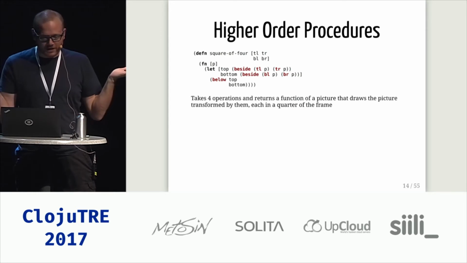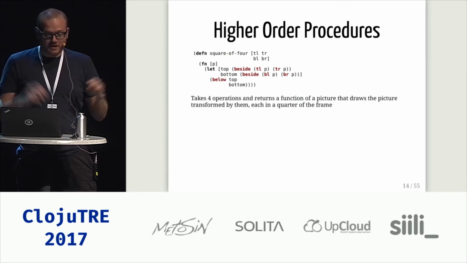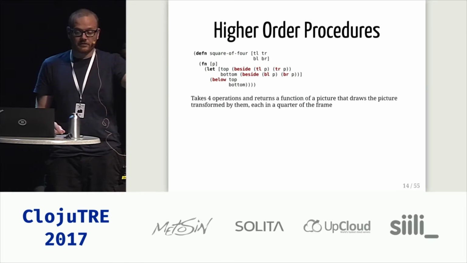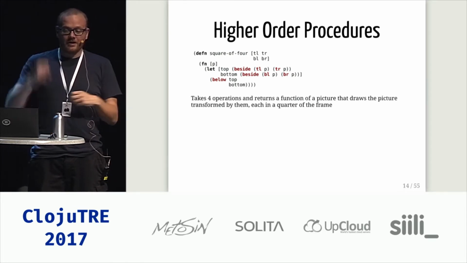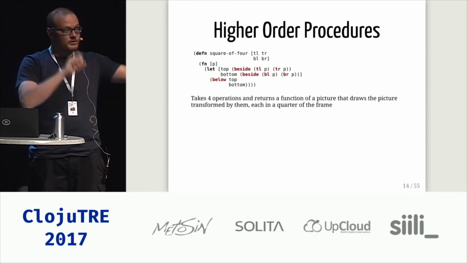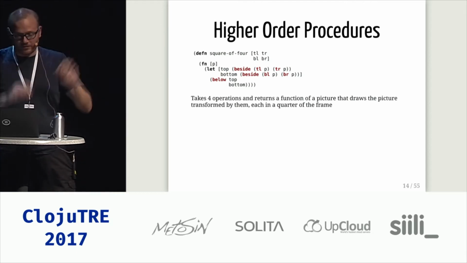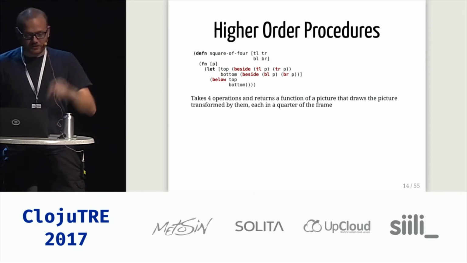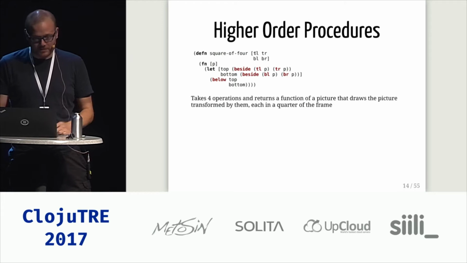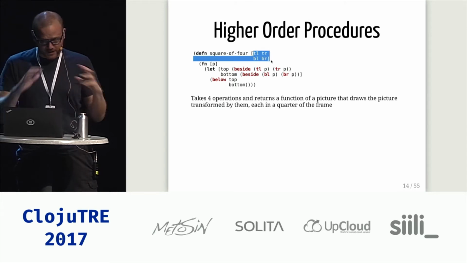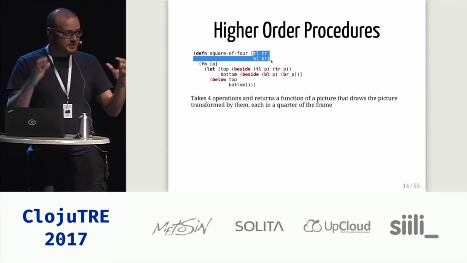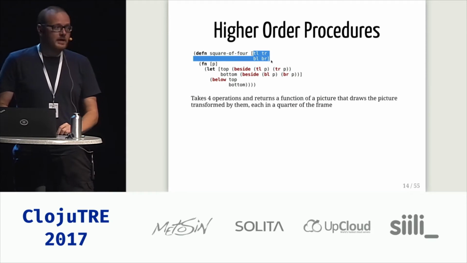So we can do higher order procedures. We can define a function called square of 4 that takes 4 other functions and draws a quartet of things. But each of the arguments is a function. Because we've embedded in Clojure again, we can use higher order functions. So I gave a talk at EuroClojure.